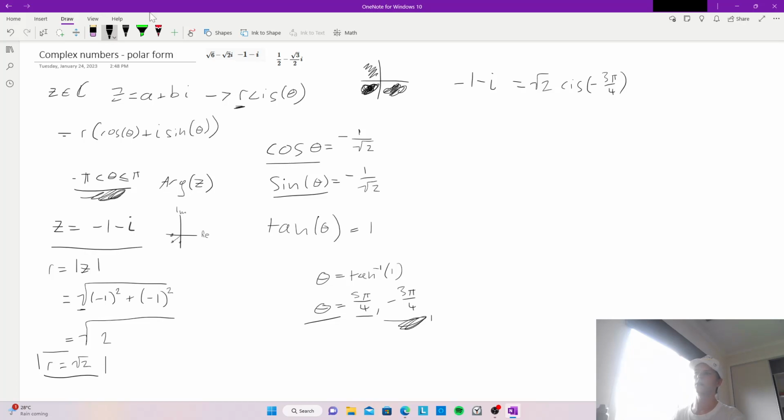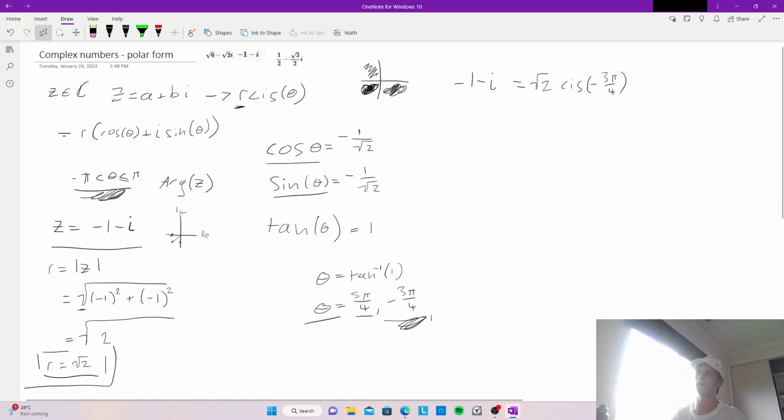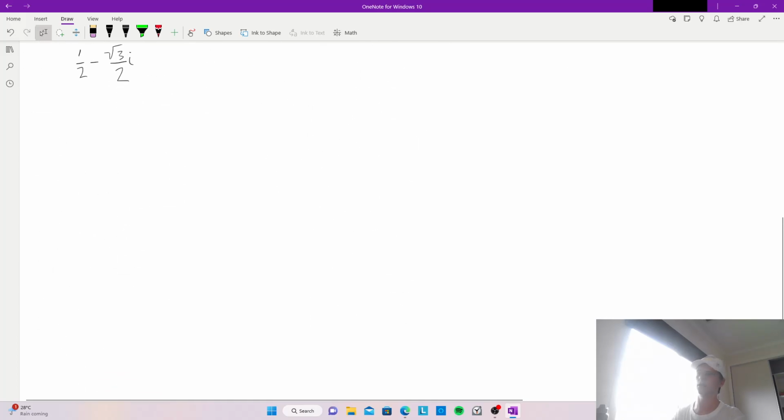Alright, I'll do another quick one. I'm going to do 1/2 minus square root 3 over 2 i. Alright, so I'll do that down here. Not sure why it doesn't let me go all the way down. Alright, I believe it was 1/2. I'll write this further down. 1/2 minus square root 3 over 2 i. I believe that's what we had. Yeah, that is what we had. Always got to write down the question correctly.